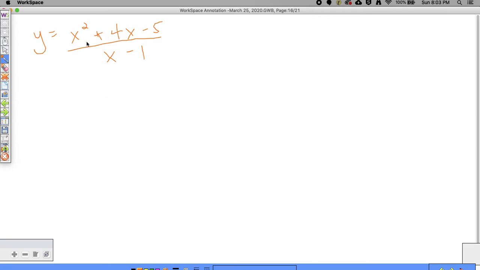If I wanted to see if I could factor the numerator, anytime you see a quadratic, your instinct should be: can I factor that? And I think you can, actually. I can factor this to be x minus 1 times x plus 5, over x minus 1. I want to alert you: common factors are a good thing. Right now, when you're staring at this, how many of you thought that you had a vertical asymptote at 1? For those of you who did, you don't, because you have a common factor upstairs and downstairs.